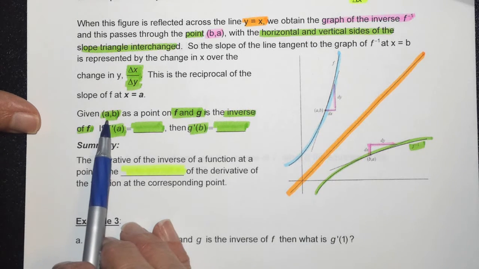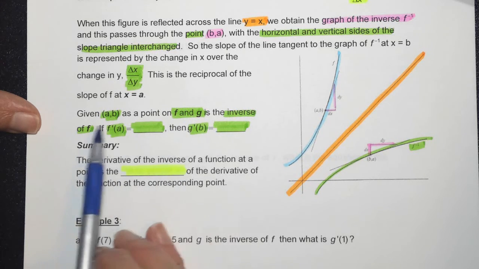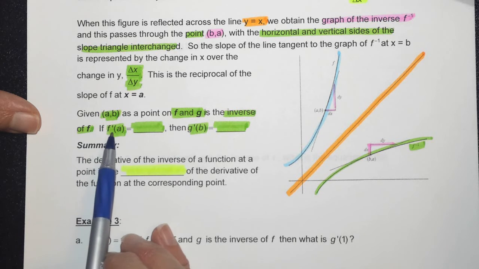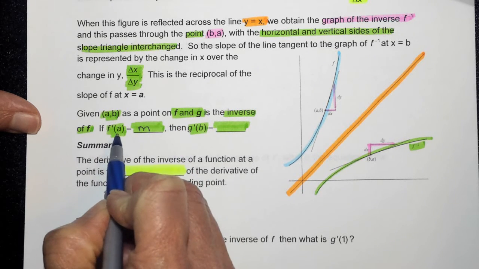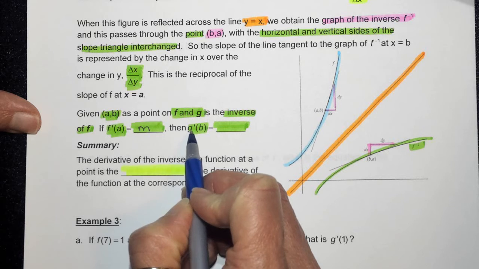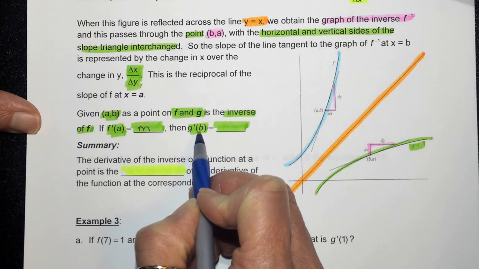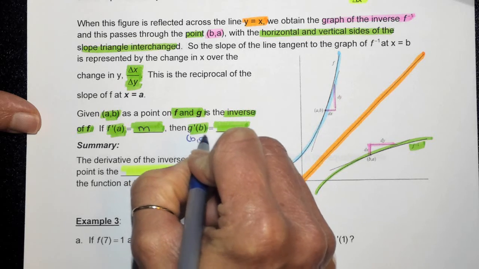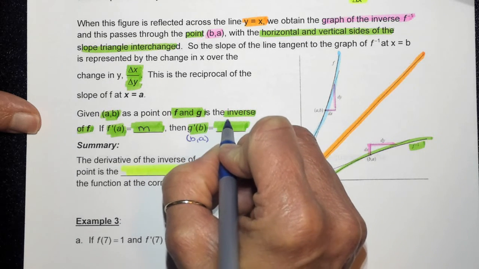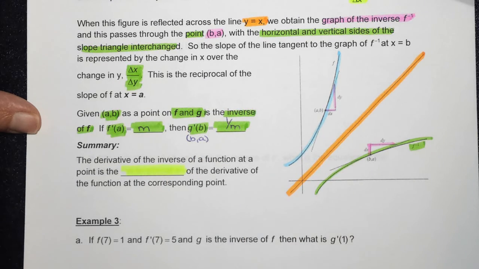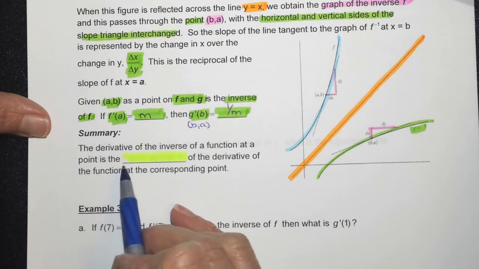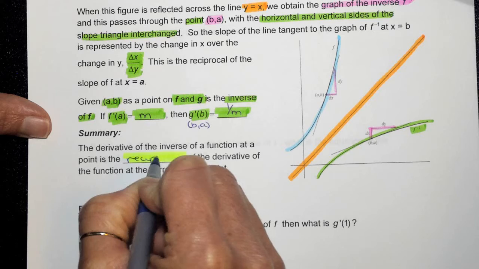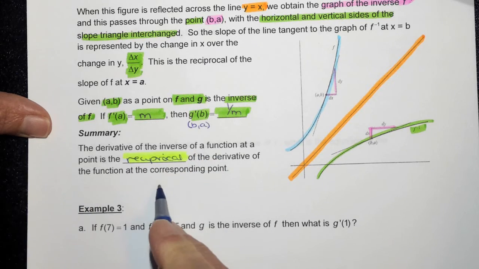So if you're given a point on f, meaning the point (a, b), and you know that g is the inverse of this given function f, if f prime of a is equal to m, meaning the slope at some given a value is m, then the slope of g at the point b, because now instead of (a, b) it's (b, a), would be 1 over m. They are just reciprocals, not negative reciprocals, just reciprocals. So in summary, the derivative of the inverse of a function at a given point is the reciprocal of the derivative of the function at the corresponding point.